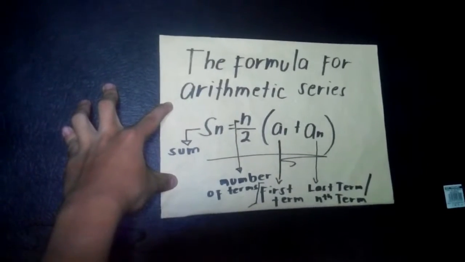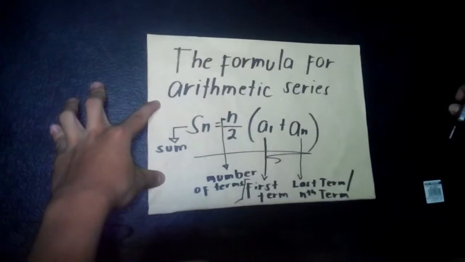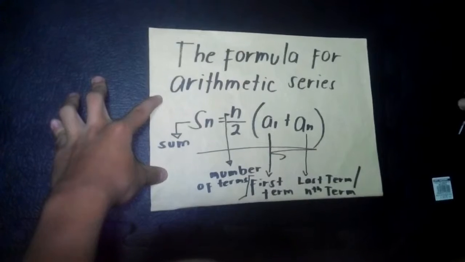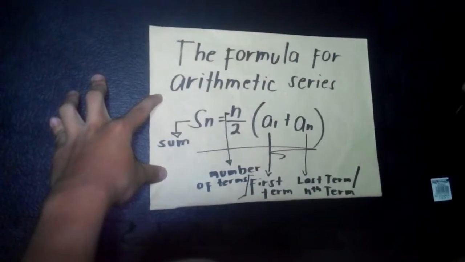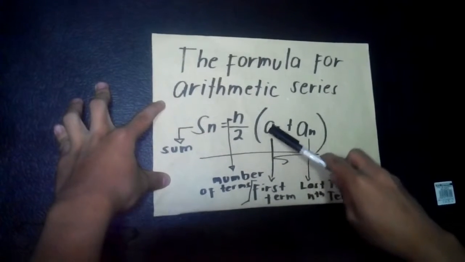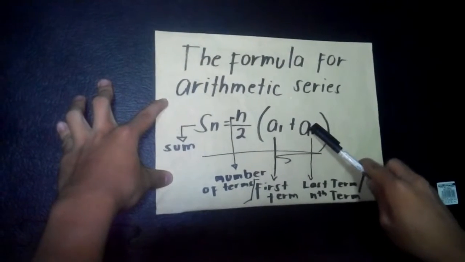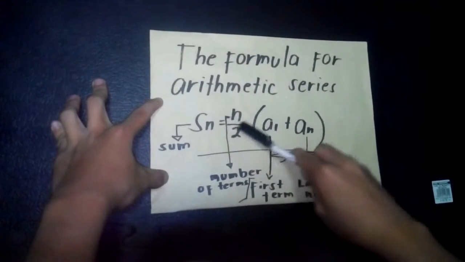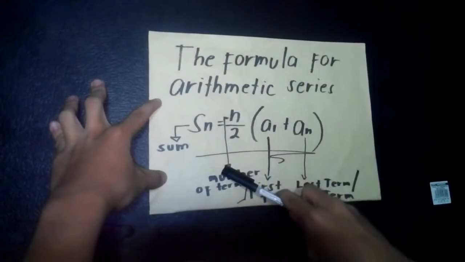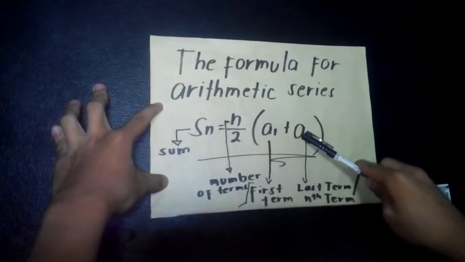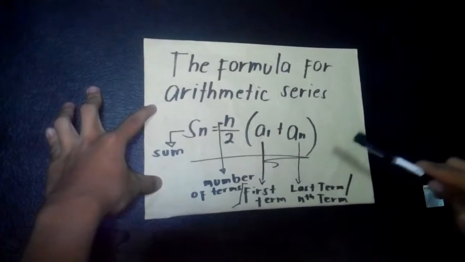So in arithmetic series, there is a formula used in finding the sum of the arithmetic sequence. This formula is S sub n is equal to n over 2 times (a sub 1 plus a sub n). S sub n is the sum of the sequence, and the n here is the number of terms. A sub 1 is the first term, and a sub n is the last term, or the nth term.